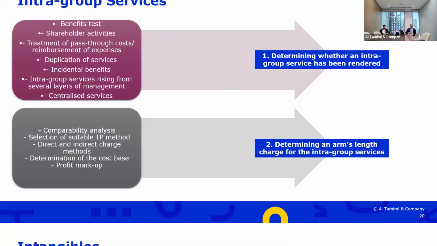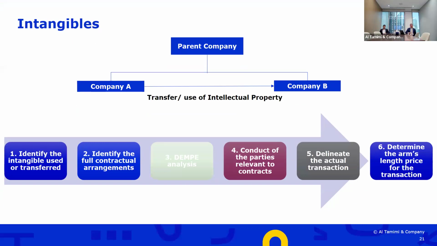The next area that's quite critical and important is intangibles. Intangibles can be patents, know-how, trademarks, etc. We also have to mention that not every type of IP is considered IP for transfer pricing purposes. As an example, synergies are not an IP from a transfer pricing perspective. The transfer pricing guide puts in place a 6-step approach that someone needs to follow in order to determine an arm's length price for intangibles.